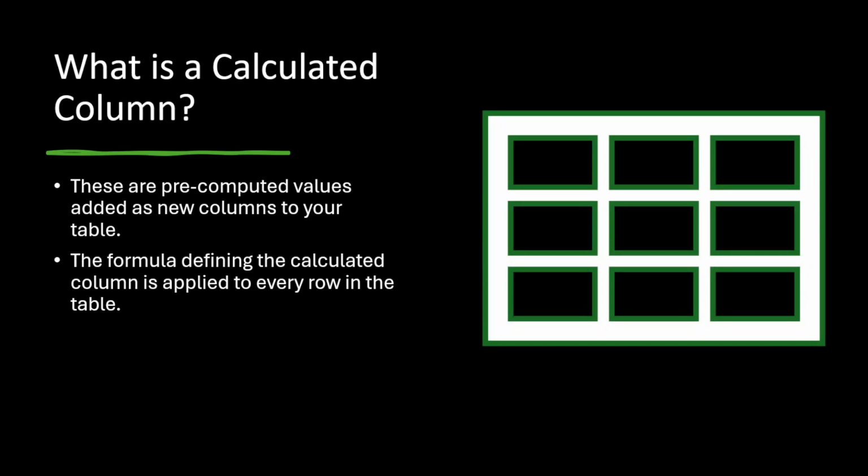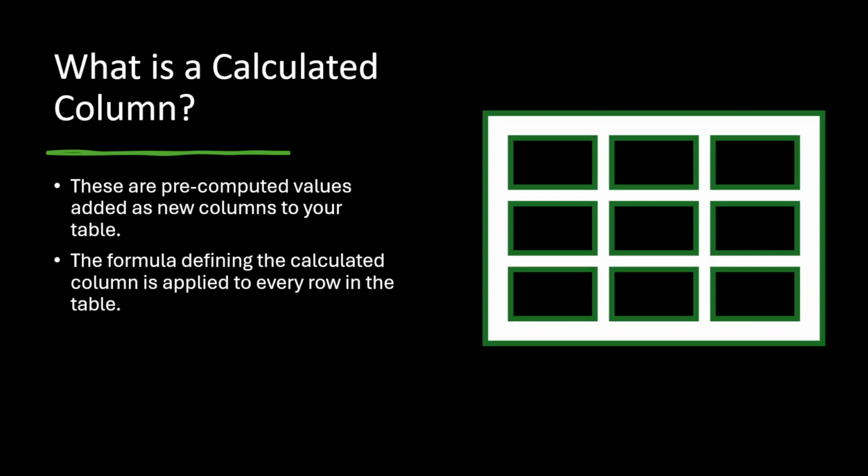These are pre-computed values added as new columns to your table. So when you're adding a calculated column, this column gets added in your model. It is a part of your table structure and it is a physical column that you can use everywhere. You can use it to build connections, in slicers and visuals. The formula defining the calculated column is applied to each and every row in the table.